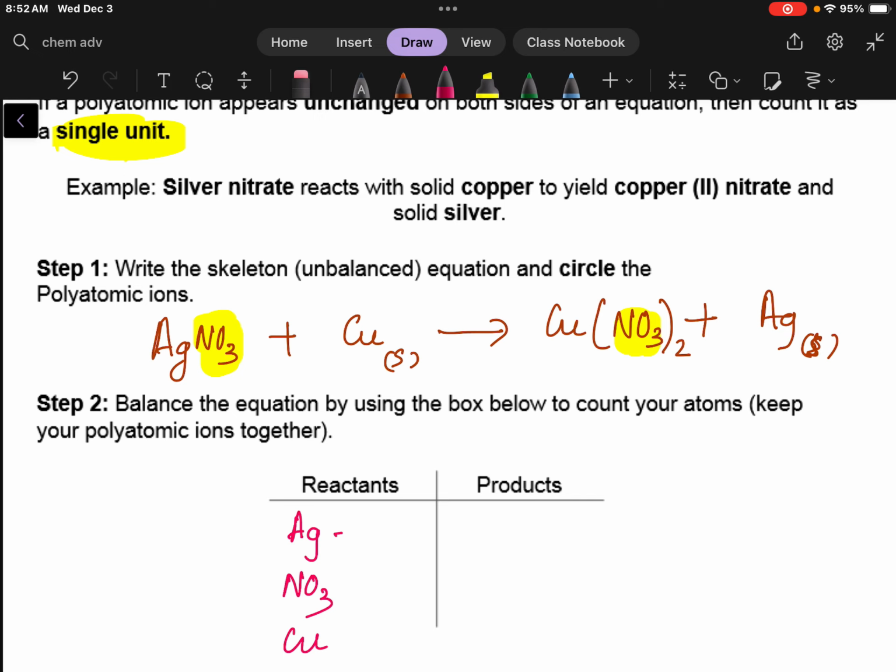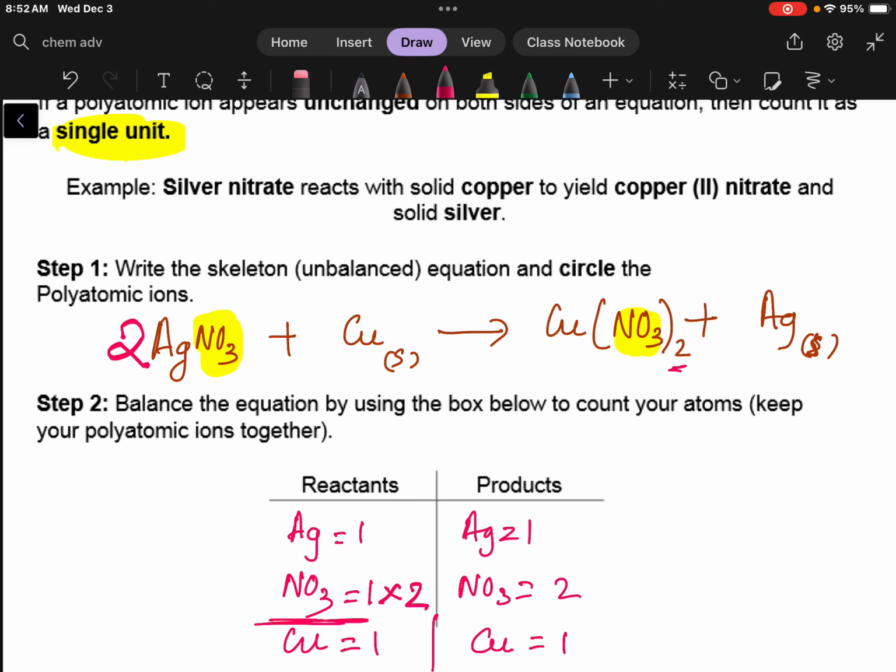Then Cu. Okay, let's find the atoms. Silver, one on the left, one on the right. Nitrate, how many? One, this is just one, okay? NO3 is one thing. And here how many? Look at the number, 2. And copper is 1, copper is 1. So except nitrate, everything is balanced. So I will multiply the compound that has nitrate with what? 2. So we will go here and multiply with the 2.